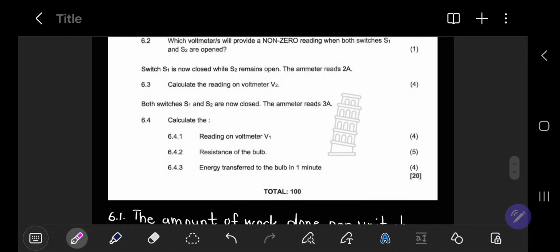Okay, so that actually brings us to the end of this paper. You can see that it was for a total of 100 marks.